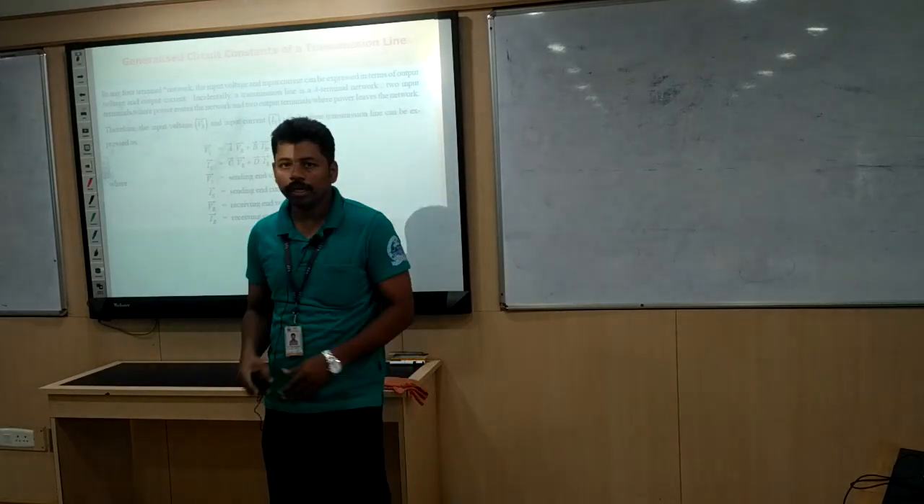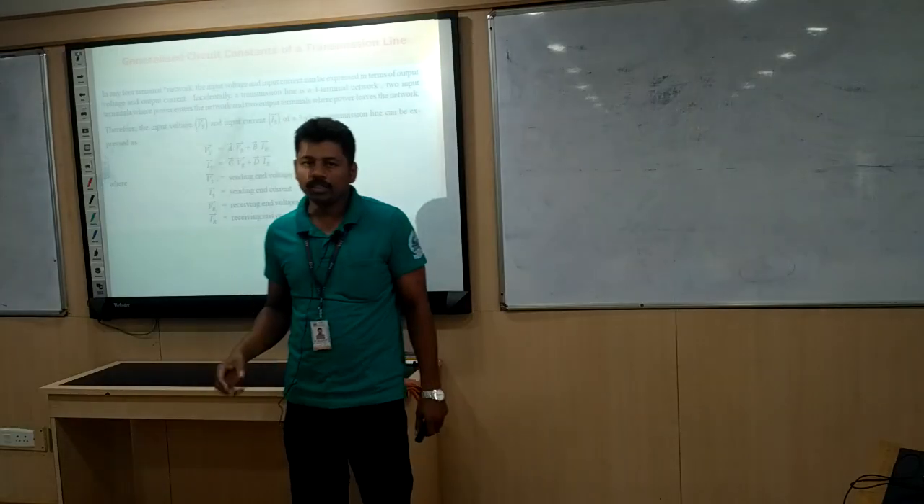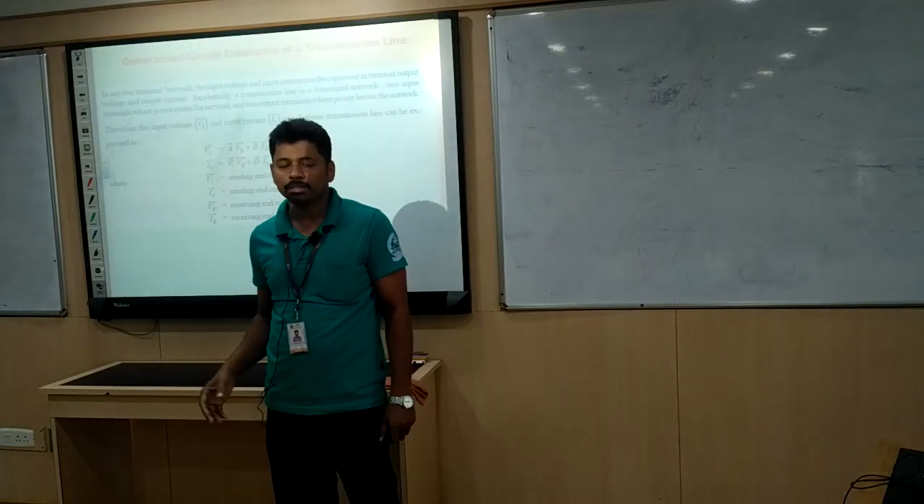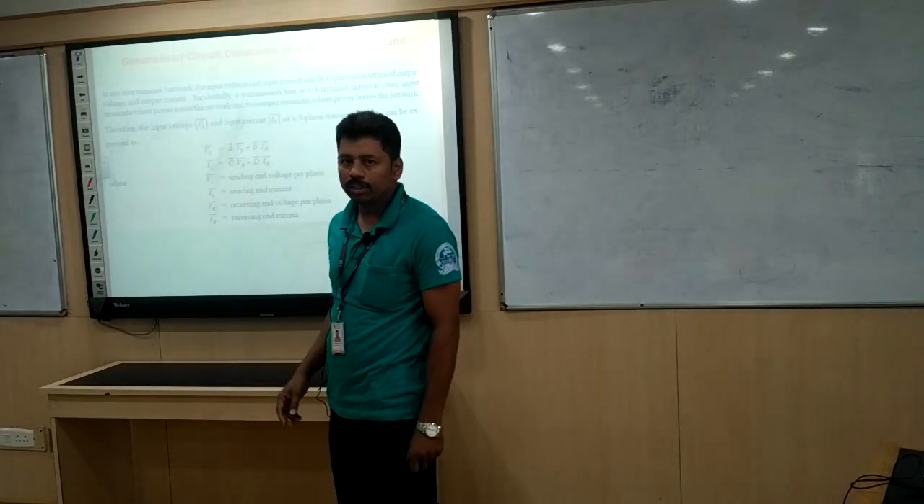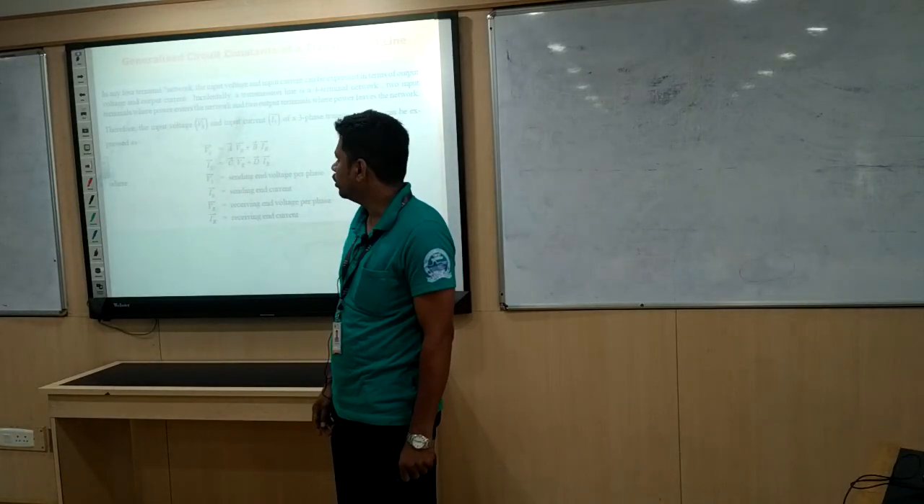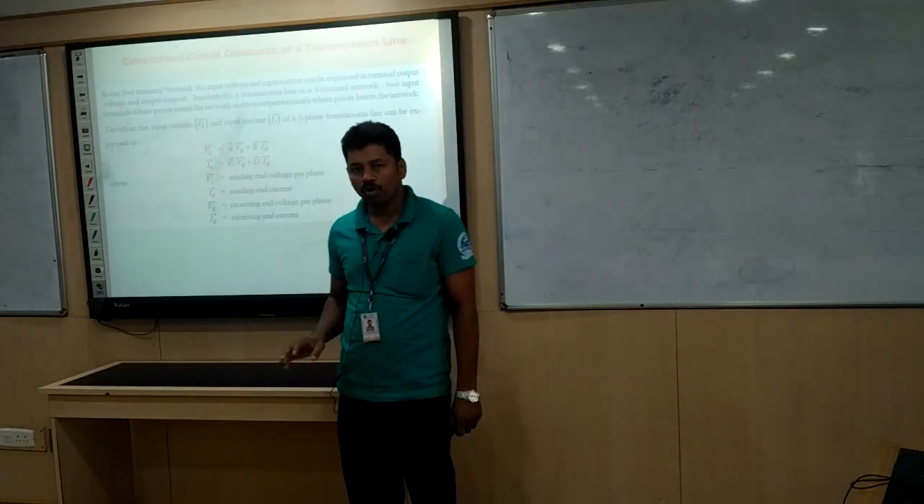We are going to study the generalized circuit constants of a transmission line. What will be the models which we discussed: the short transmission line, medium and long transmission line. Now, how to simplify the calculation using the generalized circuit constants, that we are going to see. So the generalized circuit constants, there are four parameters.